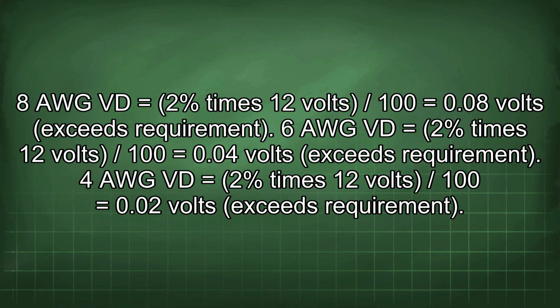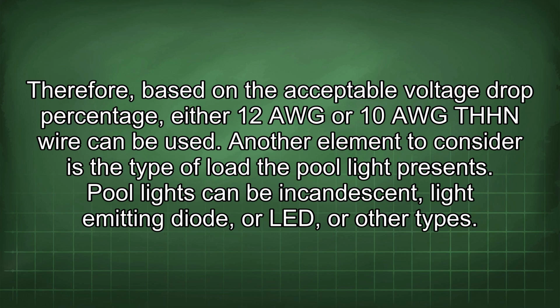4 AWG VD equals 2% times 12 volts slash 100 equals 0.2 volts, exceeds requirement. Therefore, based on the acceptable voltage drop percentage, either 12 AWG or 10 AWG THHN wire can be used.